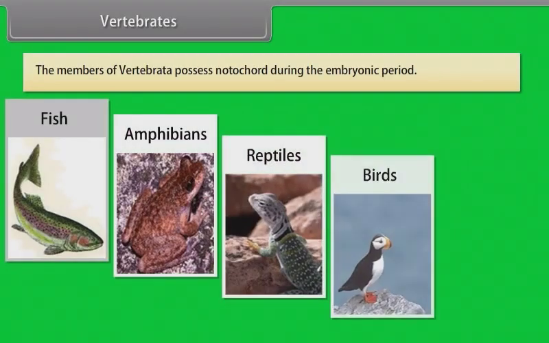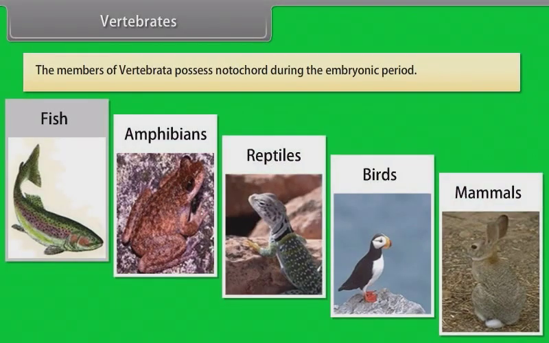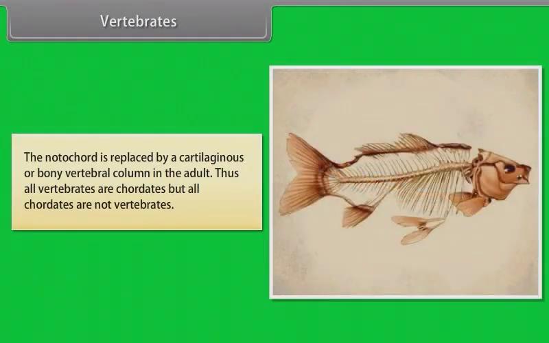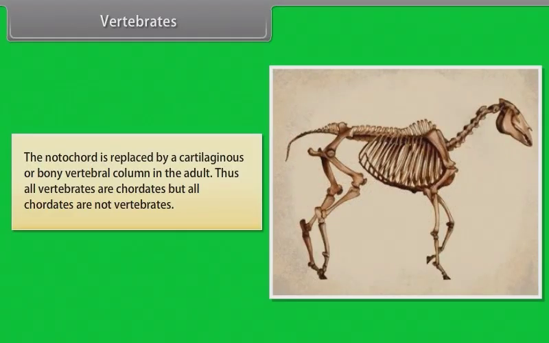Vertebrates. The members of Vertebrata possess notochord during the embryonic period. The notochord is replaced by a cartilaginous or bony vertebral column in the adult. Thus, all vertebrates are chordates, but all chordates are not vertebrates.